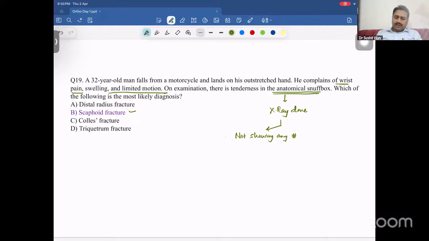What do you say? What is the next step in the management? If X-ray is not showing you any fracture, what is the next step in the management? What are you going to do? What should be the next step in the management?